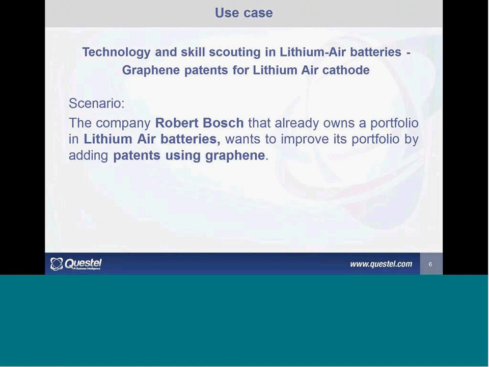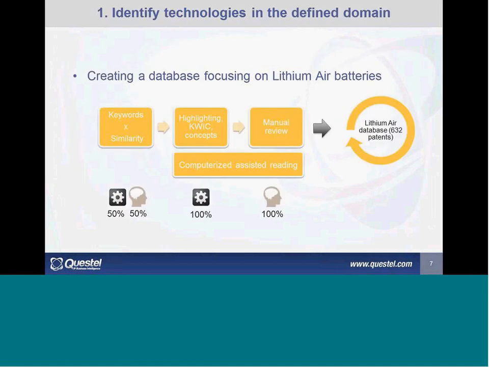In order to fully comprehend the potential need of a company performing technology scouting, we developed the following scenario using public data from Orbit. The company Robert Bosch, active in the field of batteries and who already has built a lithium-air battery portfolio, might want to improve their portfolio using a carbon-based material, graphene. Okay, Eugénie, so could you describe what would be the first step in your process?